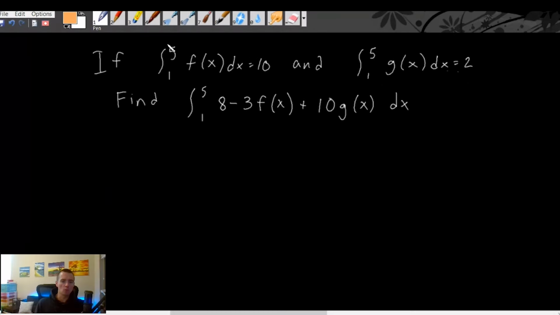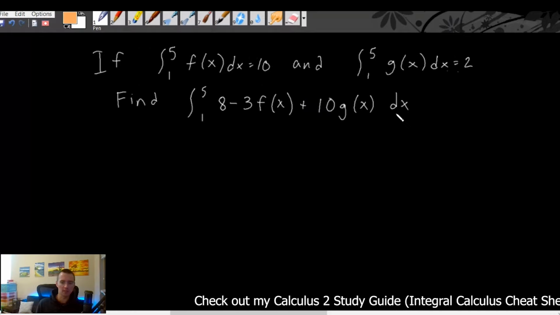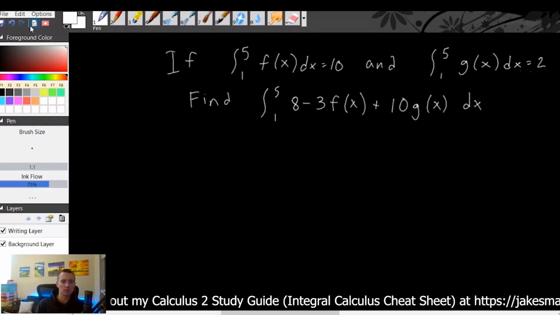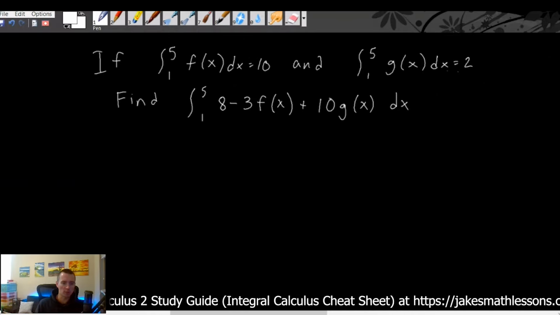If the integral from 1 to 5 of f of x dx equals 10, and the integral from 1 to 5 of g of x dx equals 2, we're going to find the integral from 1 to 5 of 8 minus 3 times f of x plus 10 times g of x dx. So this is going to use a few different integral properties.